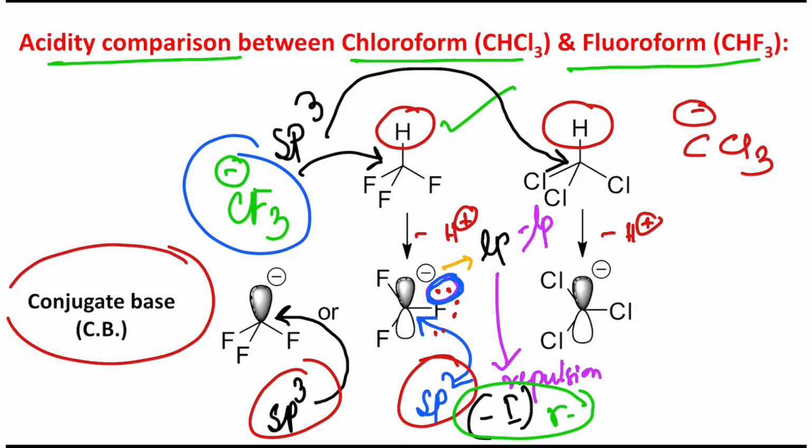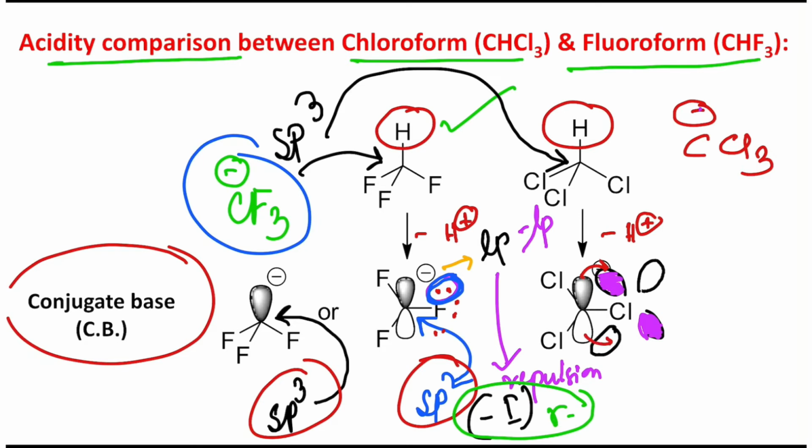Similar logic is true for this, but it has another unique point of stability. What is the stability? This chlorine has an energetically accessible vacant d orbital. I repeat the statement, energetically accessible vacant d orbital. So that's why it can accept pi electron density from the carbanion. This negative charge could be delocalized into the vacant d orbital of chlorine.